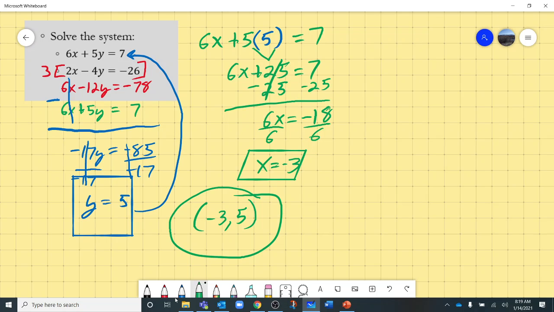Again, with any of these solving systems of equations, it just takes practice. So the more opportunities you take to try it out and figure out what you might be doing wrong, the better you're going to get at it.